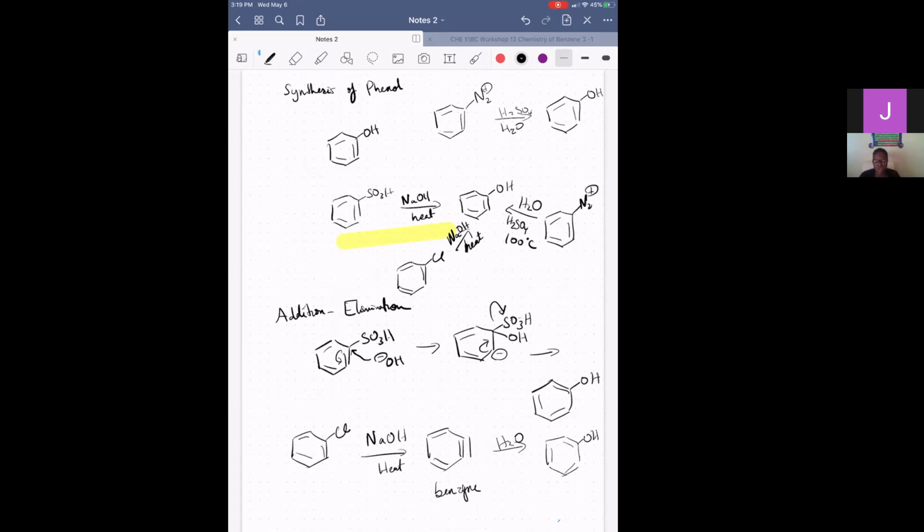We'll get rid of N2 as a gas, and then we'll use water as our nucleophile to add our OH2, our protonated water. And then the conjugate base of our acid will allow us to deprotonate.